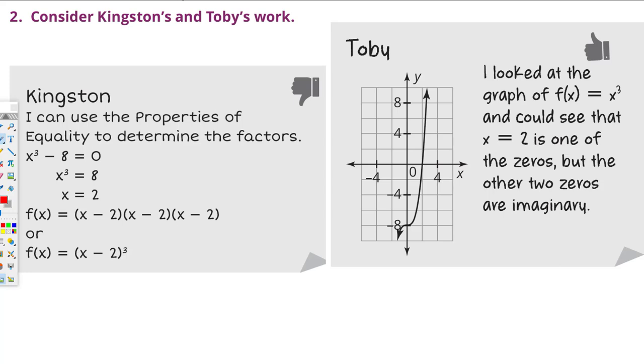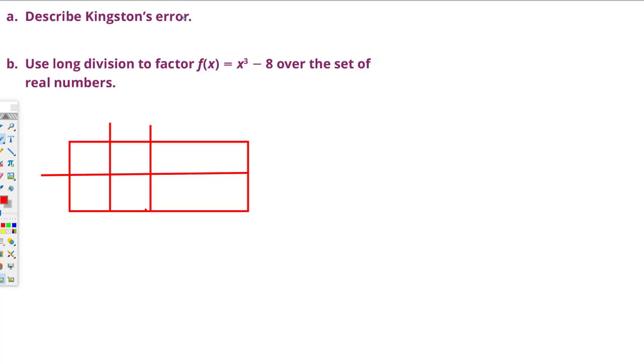And so to do that, we are going to take and divide this out. If you like the long division, you can use the long division. Just make sure you put your placeholders of 0x squared, 0x, and that's what we're going to be dividing. What was Kingston's error? Kingston's error was he did not consider the imaginary solutions. And so we have x minus 2 from what the one that worked for both Kingston and for Toby. We need to find the 2 imaginary.